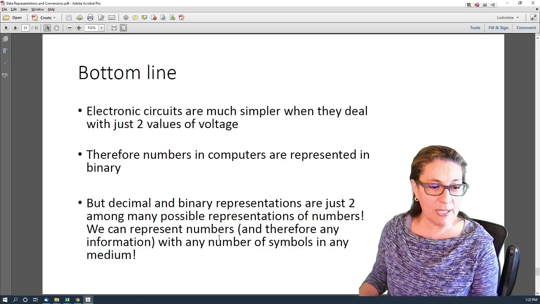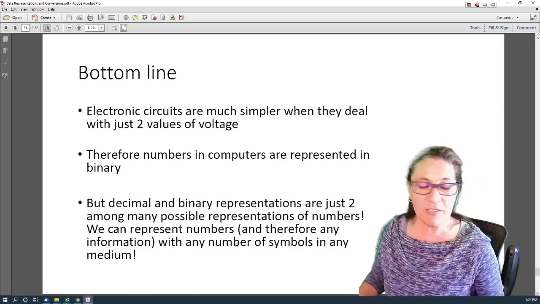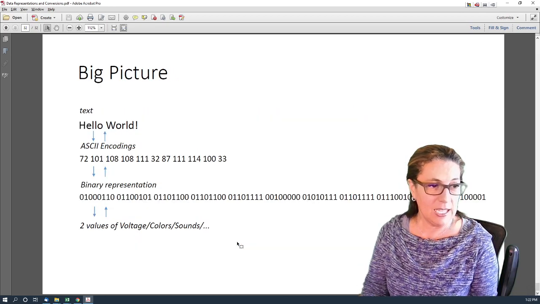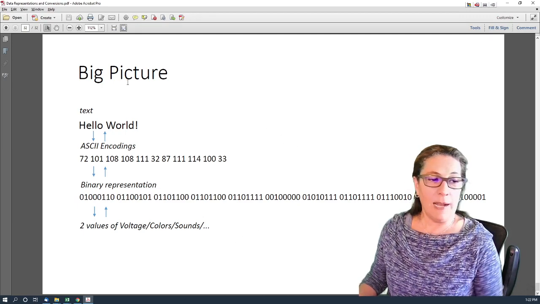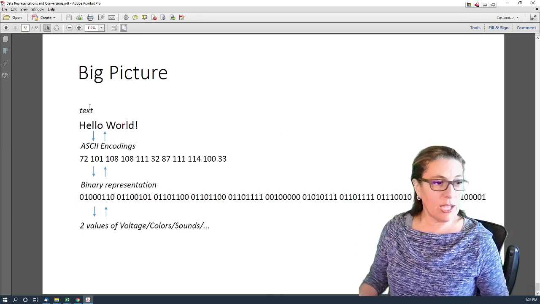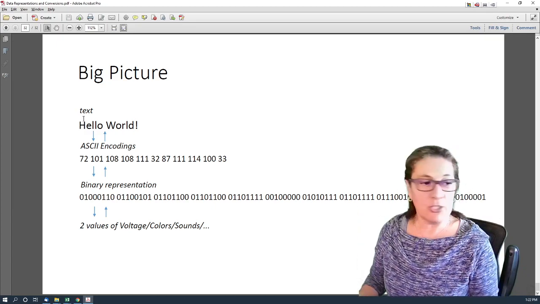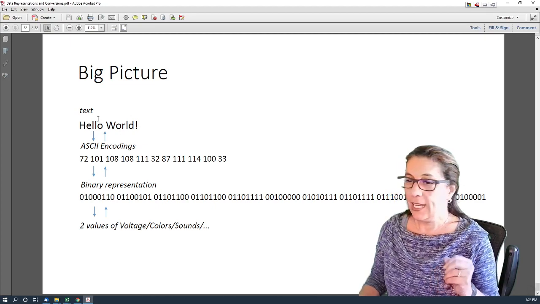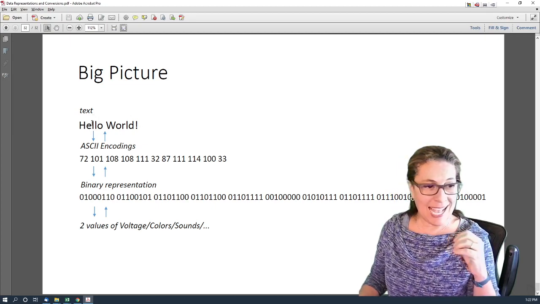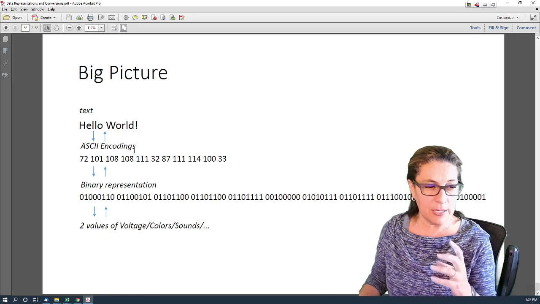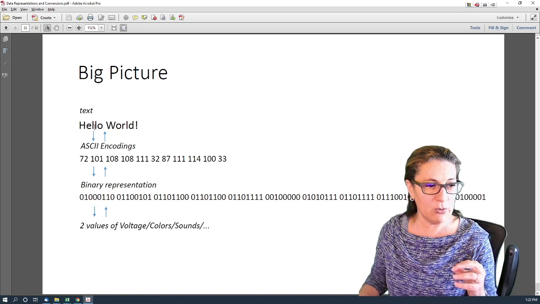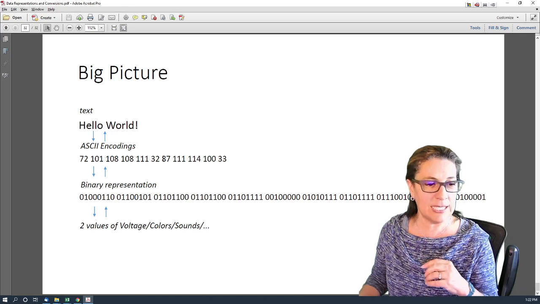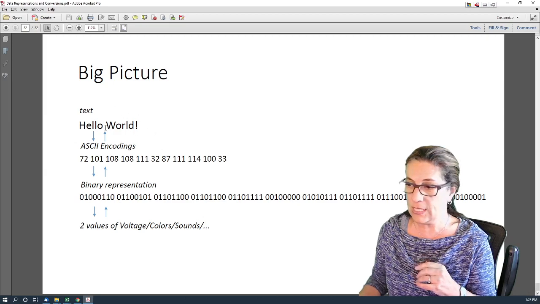So we can represent numbers, and therefore any information, with any number of symbols in any media. That's the interesting thing. So what's the big picture? It's these 2 levels. Let's start with text. Could be images. So you have text, for example, "Hello World!" This is encoded using the ASCII encodings into a series of numbers. So capital H is 72, E is 101, L is 108, etc. This is a series of numbers that encodes that word using ASCII.